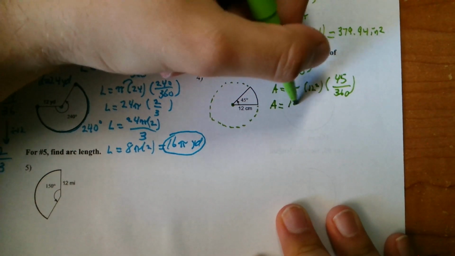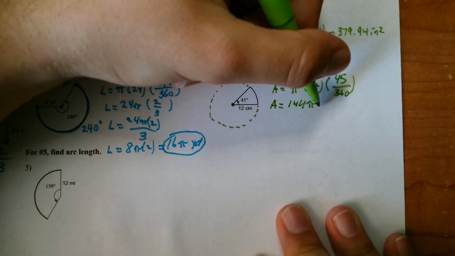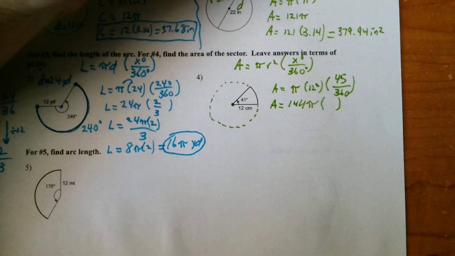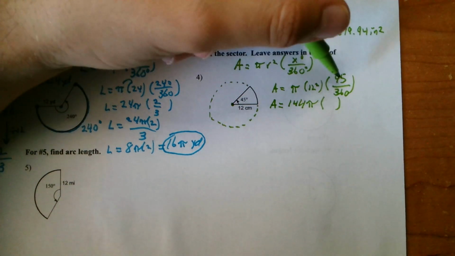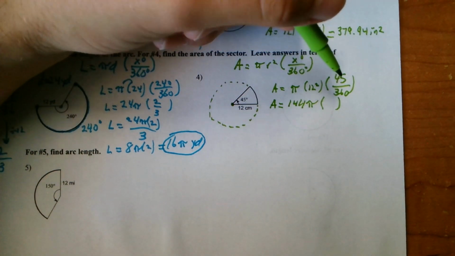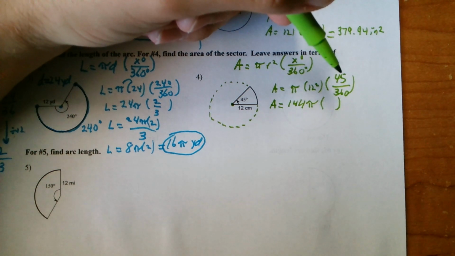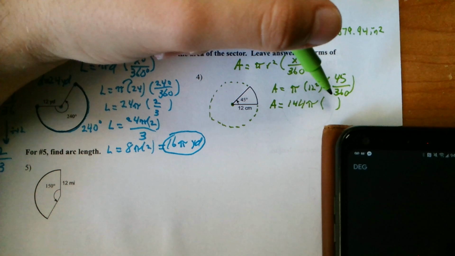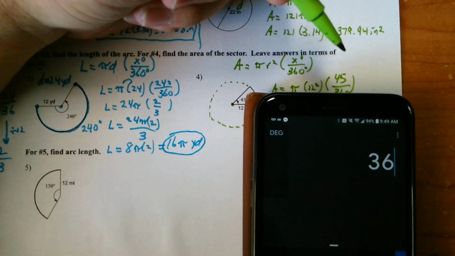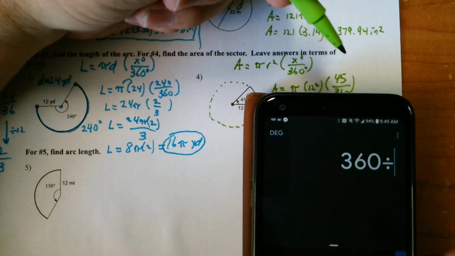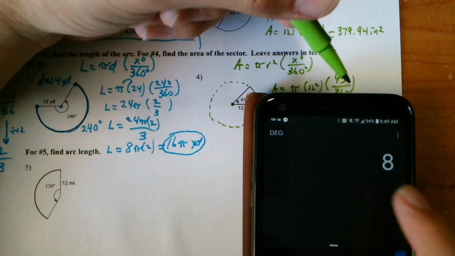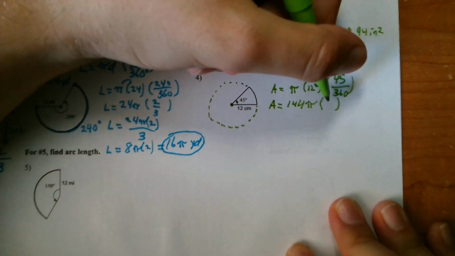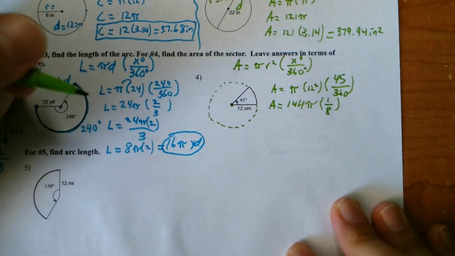Alright, now 12 squared is 144. Put the pi after it, and then let's simplify this fraction. Now if you notice, 45 is a lot smaller than 360, so something I can try is I can take 360 and divide by 45. See how many times that goes into it. So if you look here on my phone, I'm doing 360 divided by 45, which gives me 8. In other words, this fraction is 1/8 of the circle.